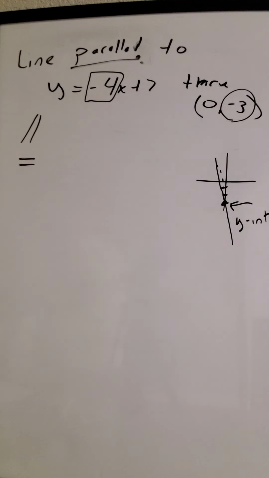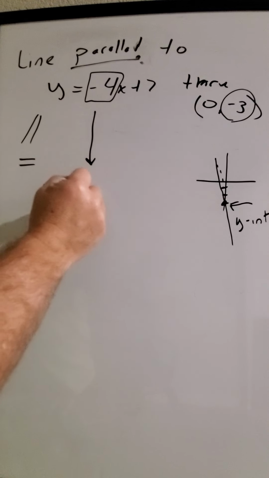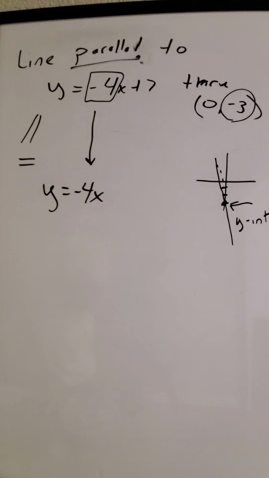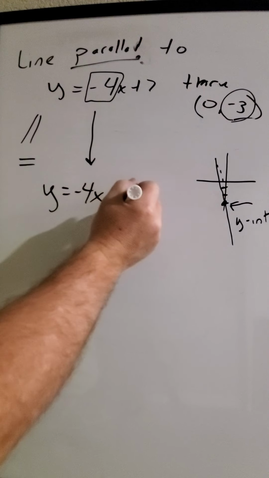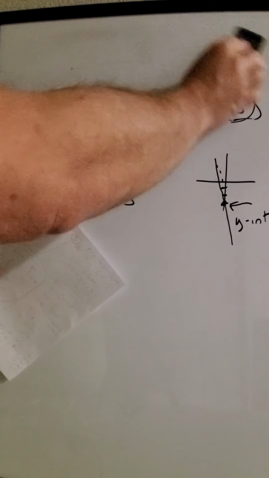So I need to take that -4 because it's a parallel slope. Oh, hey, I already know that -3 is my y-intercept. One of the easiest problems you're going to have all year if you'll just practice it and just apply it. It'll be one of the easiest problems you have this year if you give it the time it deserves.